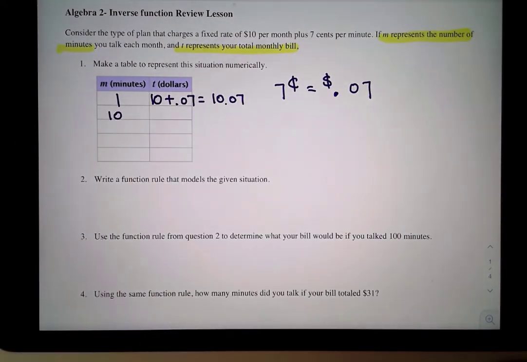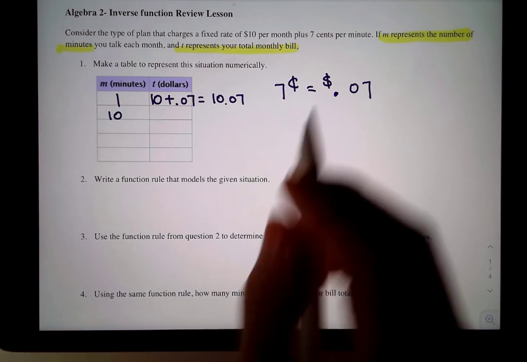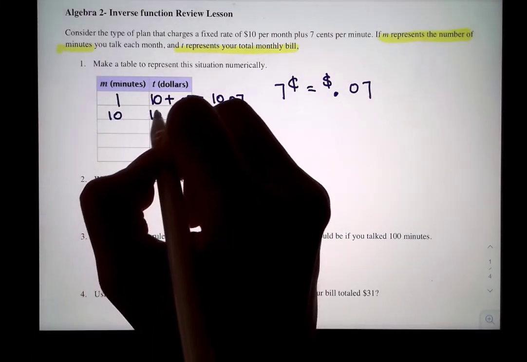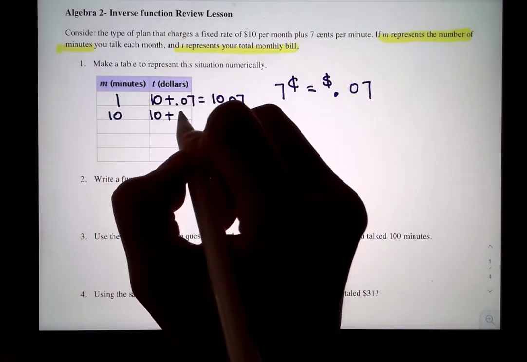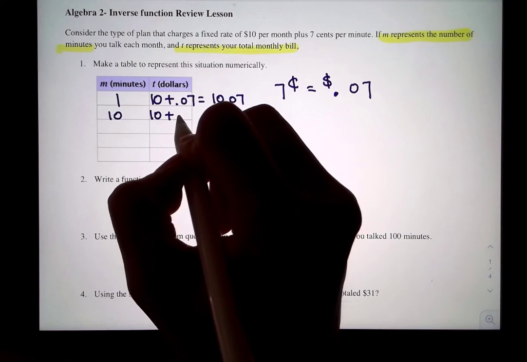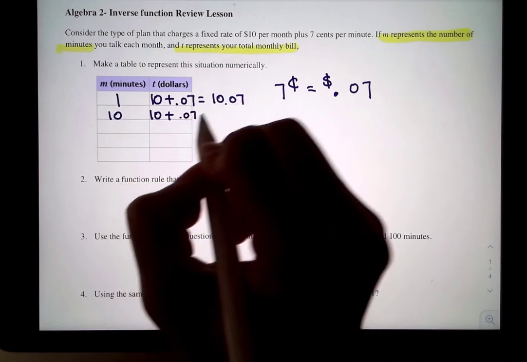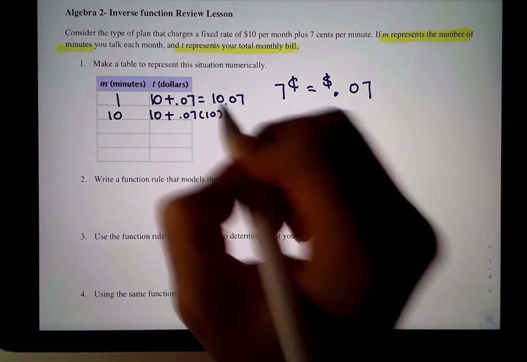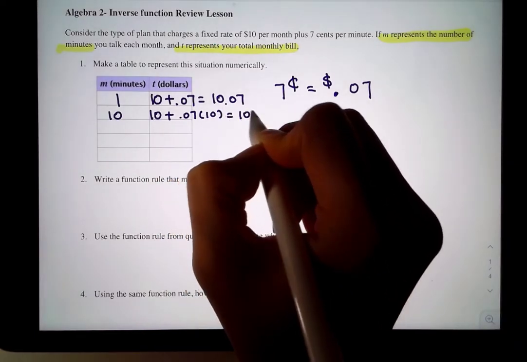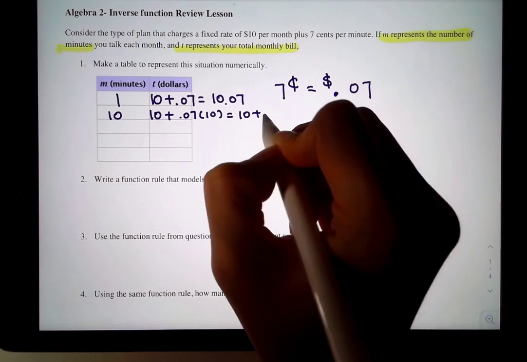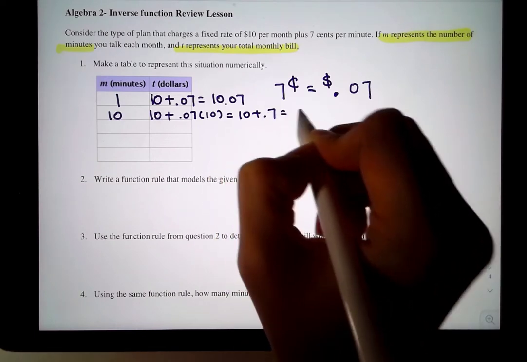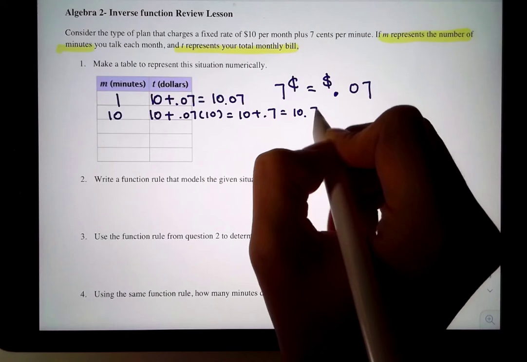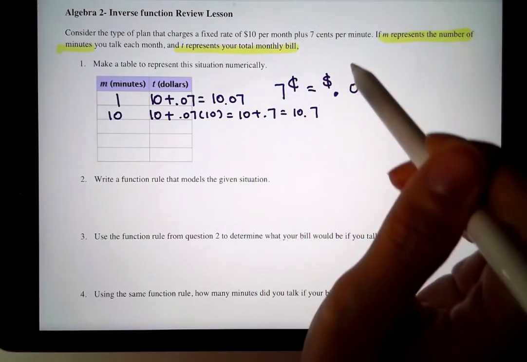What if I use 10 minutes? Then 1 minute, 7 cents. 10 minutes, then 70 cents, right? So $10 plus 70 cents. And I get 70 cents by multiplying 0.07 by 10, right? 10 minutes. So you get 10 plus 0.7, which is 10.7.